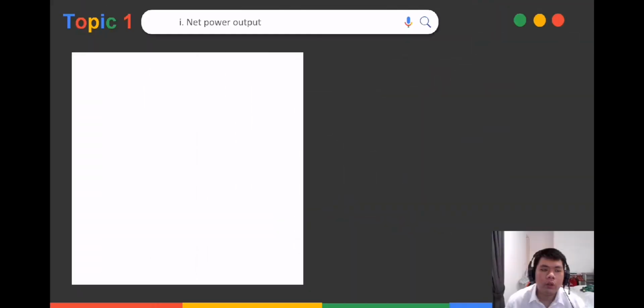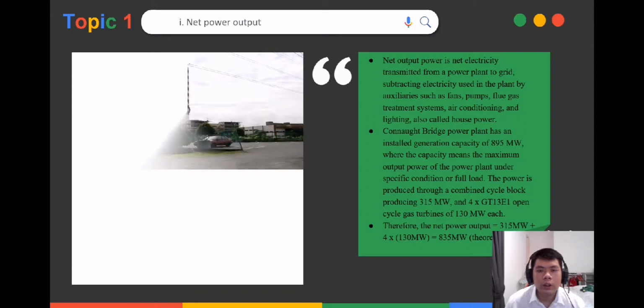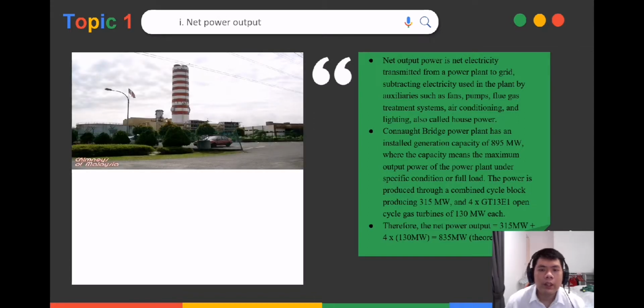Hello, today I, Lau Hong Lim, would like to discuss the net power output of the Corner Bridge power plant. Net output power is the net electricity transmitted from a power plant to the grid, subtracting electricity used in the plant by auxiliaries such as fans, pumps, flue gas treatment systems, air conditioning, and lighting, also called house power.